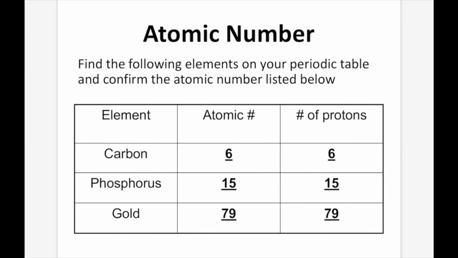So what I'd like you to do now is pause the video, find a periodic table, and then confirm the following atomic numbers on the periodic table. So find carbon, and verify that you can see that the atomic number is 6, and this would mean that there are 6 protons. For phosphorus, find that there's an atomic number of 15, and make sure that gold's atomic number is 79. Make sure you can use your periodic table to find the atomic number. So pause the video now and give that a try.